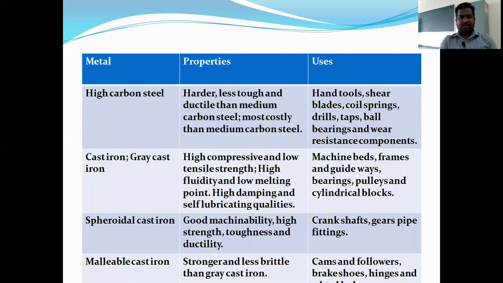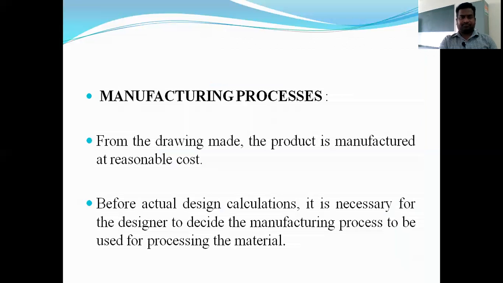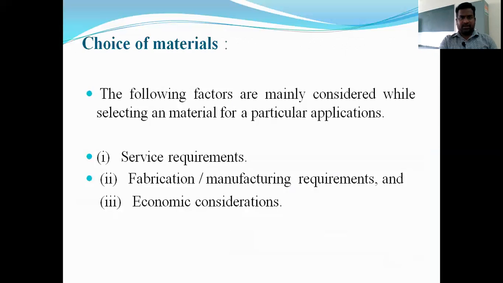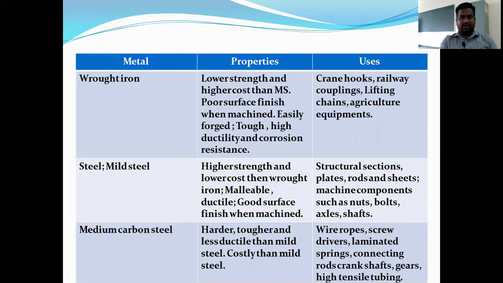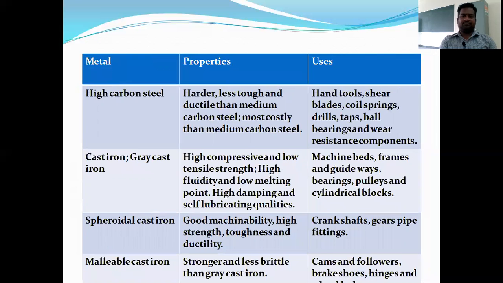In the same way, cast iron: gray cast iron, spheroidal cast iron, malleable cast iron. From our subject point of view, these are all very important: the properties and the uses, and where we are applying these materials. And wrought iron, steel, mild steel, medium carbon steel. Where are we using wrought iron? Train hooks, railway couplings, lifting chains, agricultural equipment. These are all things you have learned in your engineering materials subject.